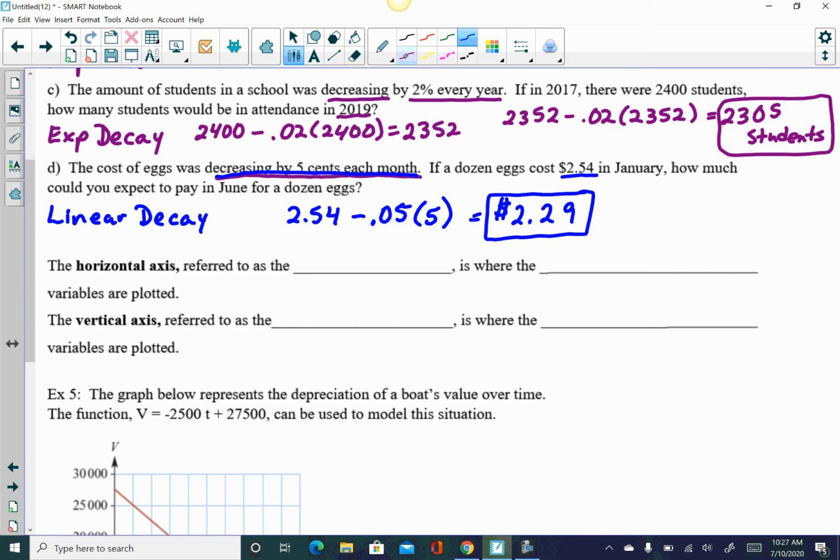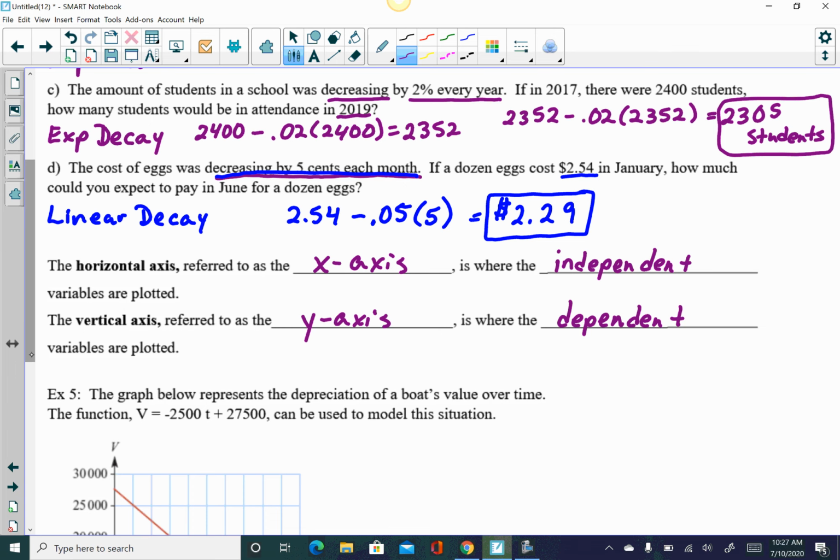All right, below that, the horizontal axis is referred to, as I said before, as the x-axis. And this is where your independent variables are plotted. Independent. The vertical axis is referred to as the y-axis, and this is where your dependent variables are plotted. This is, I kind of made a rough little segue there. This is actually starting section 9A here when we're talking about our independent and dependent variables.